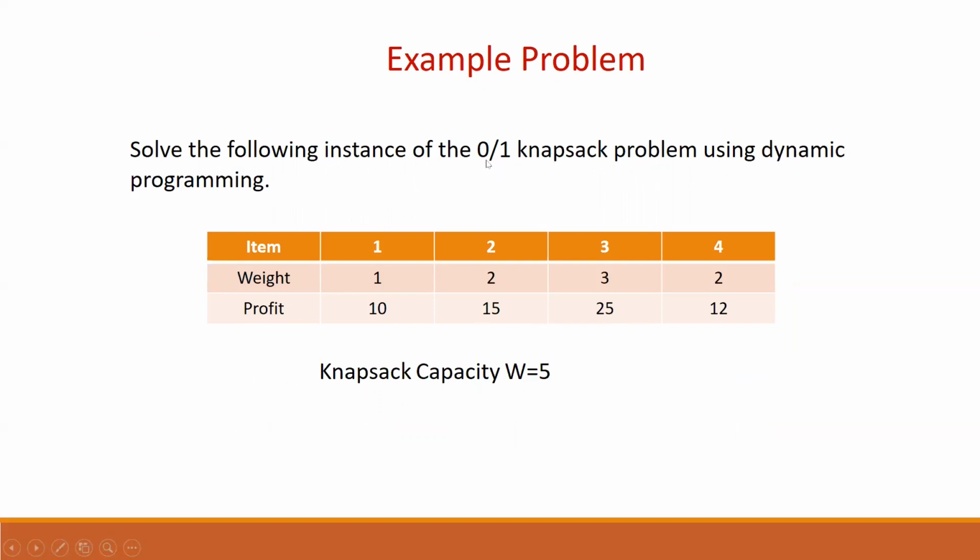So here it is called as 0 or 1 knapsack problem. That means either the item is fully considered or it is not considered. For example, here there are 4 items. Item 1, 2, 3, 4. Item 1 is having a weight 1 kg and its profit is $10 or 10 rupees, you can assume like that. And item 2 is having 2 kgs, profit is 15. And item 3 is the 3 kg and its profit is 25. Similarly, item 4, 2 kg and 12 is the profit. And the knapsack capacity is defined as 5.